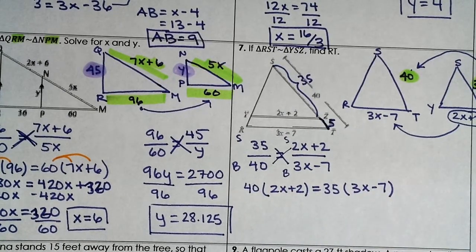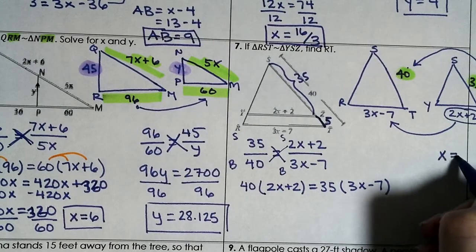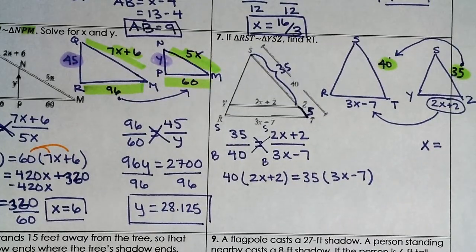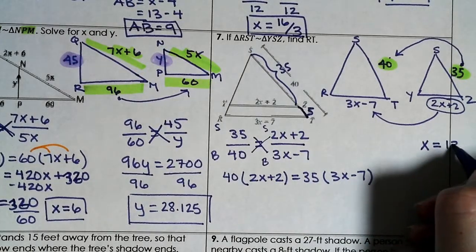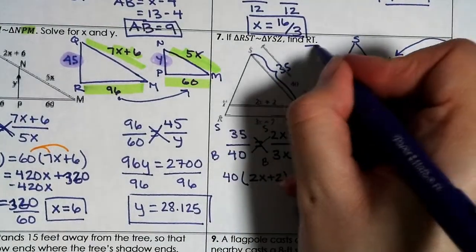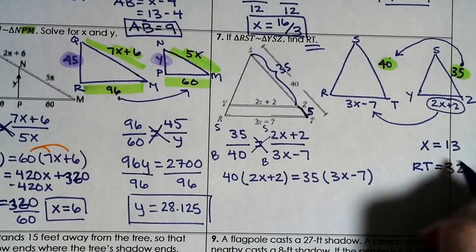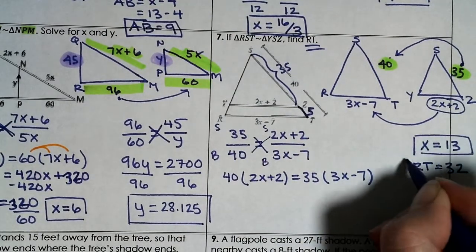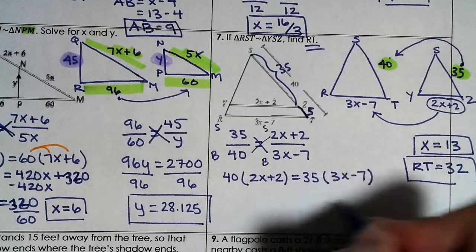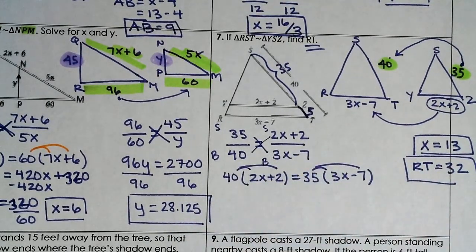I'm not actually going to go ahead and solve this whole thing. I want you to solve it by yourself. But I will tell you what you should get as your final answer. If you want to pause this video and solve it, I suggest you do that. So I'm going to tell you what you should get. You should get x equals 13. And then you should get that RT, because remember that's what you really want to find, should be equal to 32. Those are the two answers that you should get. Once you're here, you're going to distribute and solve for x.